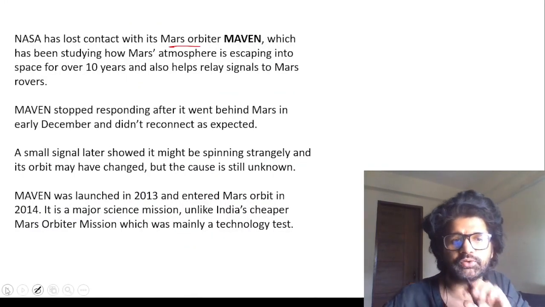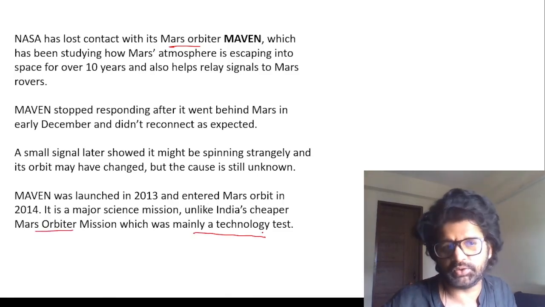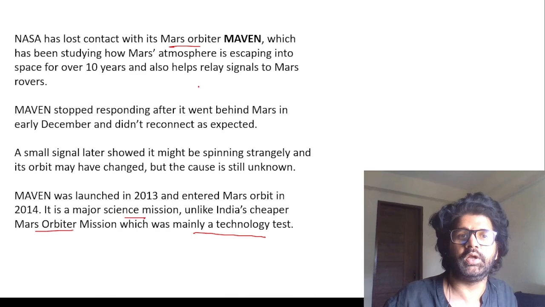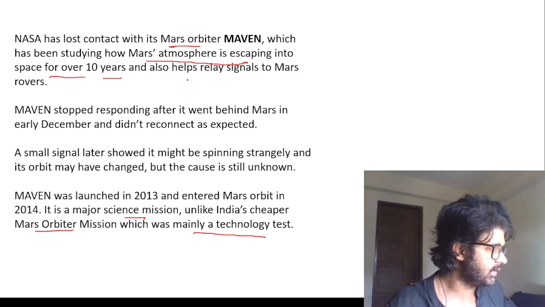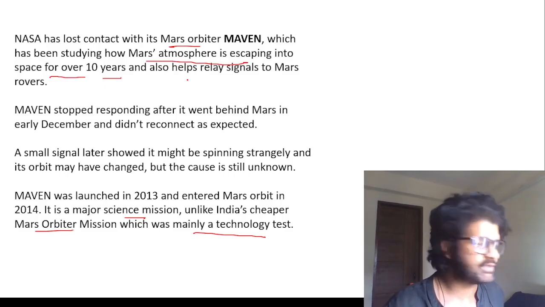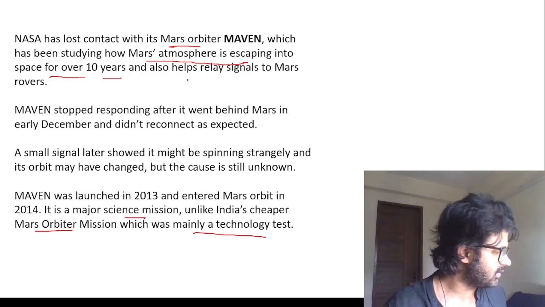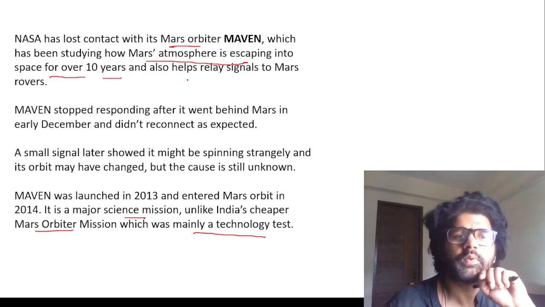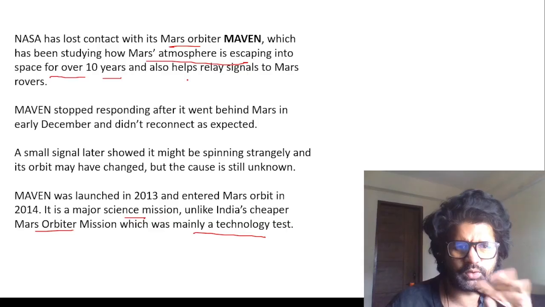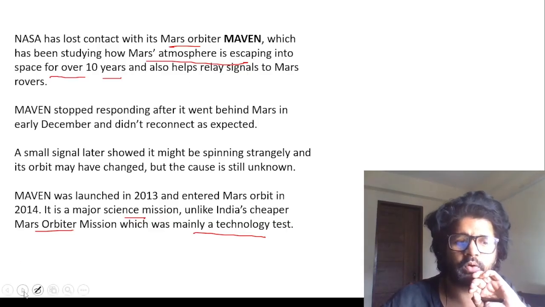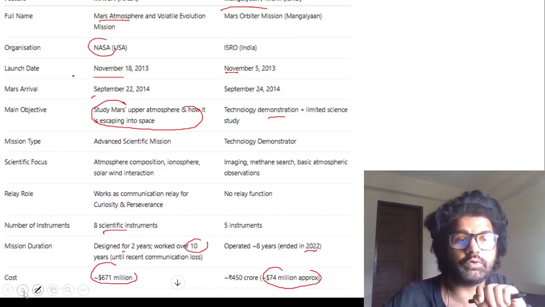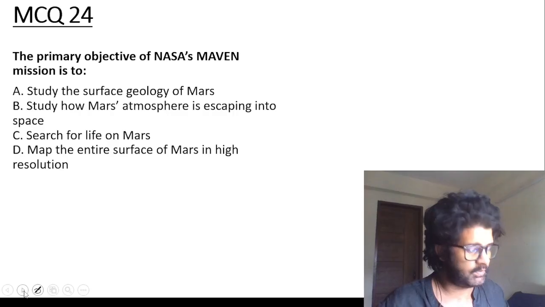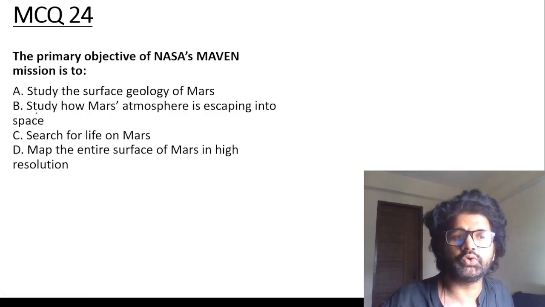Mangalyaan is just a technology demonstrator, Mars Orbiter Mission, technology test. MAVEN is a major science mission because they are studying how the Mars atmosphere is escaping into space for over 10 years. Mars has a weak atmosphere, and that's why life on Mars may feel somewhat difficult. So MAVEN stopped responding. The important thing in this article is the comparative analysis of MAVEN and Mangalyaan Mars Orbiter Mission. The primary objective of NASA's MAVEN mission is to study how the Mars atmosphere is escaping into space.